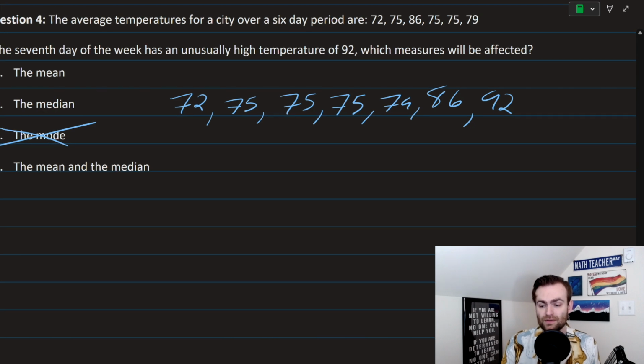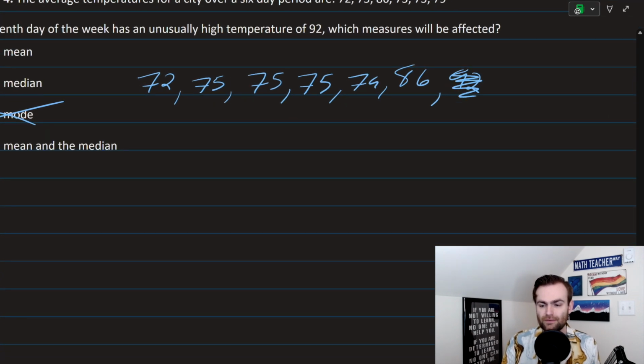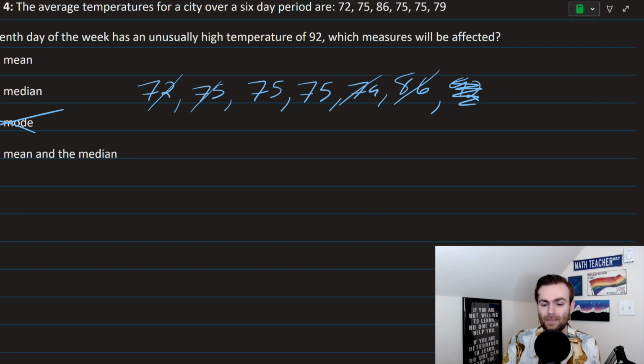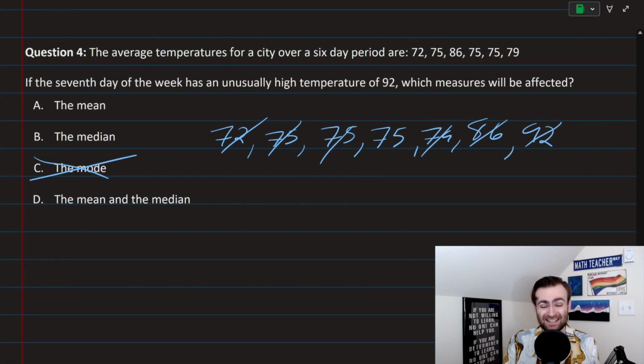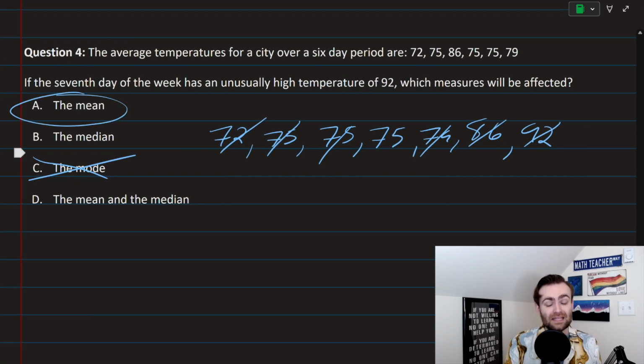Before, if I ignore the 92, if I scratch that out for now, I have the middle would be 75, right? But if we unscratch it and include the 92 and follow that same process again, we can see that we still get 75. So the median does stay the same. It is only the mean that will change, and that average will increase because we have a number larger than the original mean.